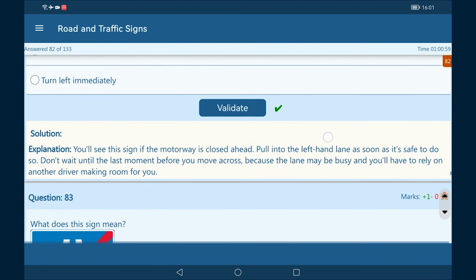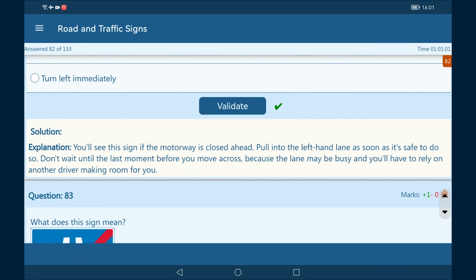Explanation. You'll see this sign if the motorway is closed ahead. Pull into the left-hand lane as soon as it's safe to do so. Don't wait until the last moment before you move across, because the lane may be busy and you'll have to rely on another driver making room for you.